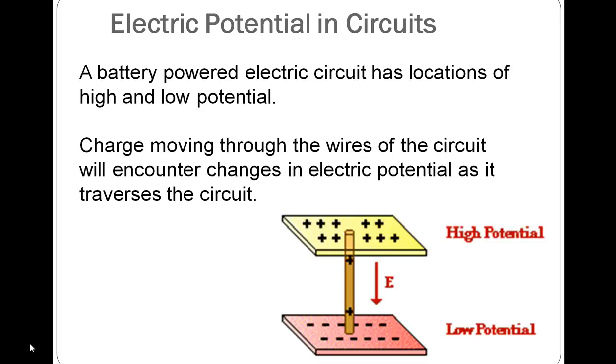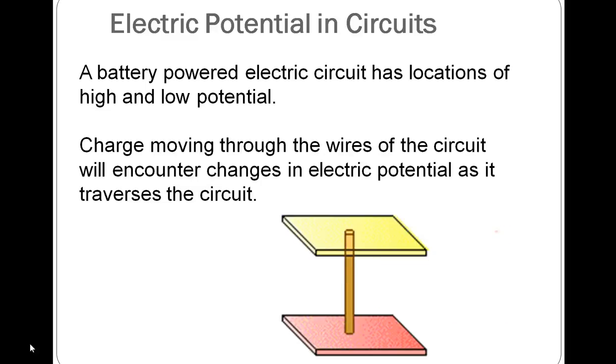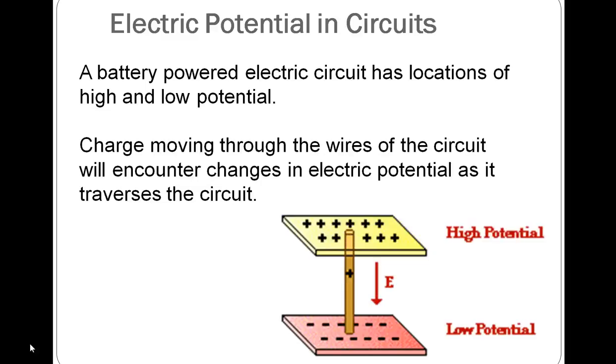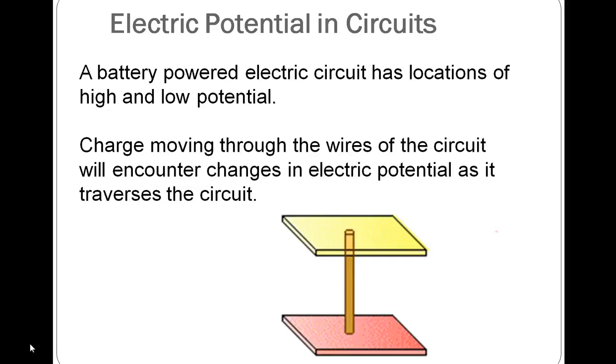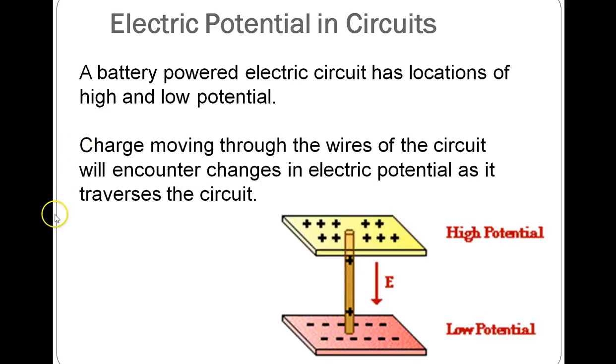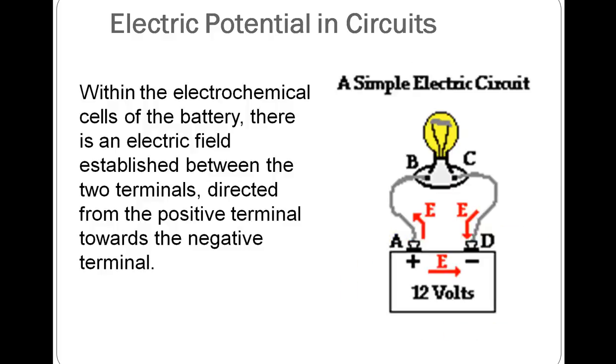To the notes here, when we talk about a battery, what a battery does is provide an area of high electric potential and an area of low electric potential, and that's what causes current to want to move through a circuit. As you go through the circuit, you're going to have different changes in electric potential, and I'll explain that as we go.